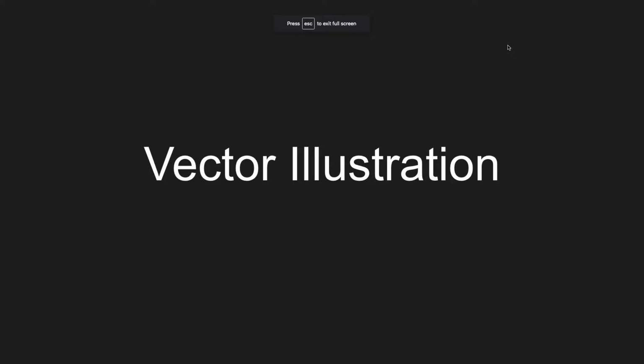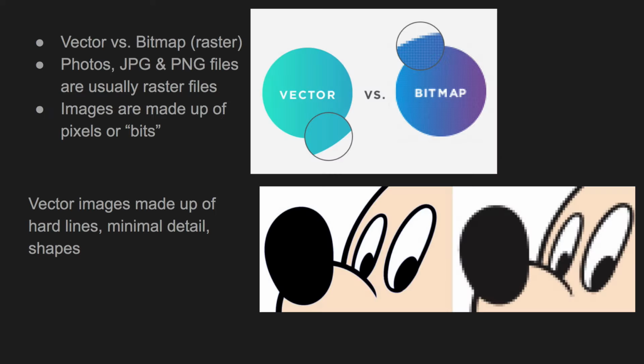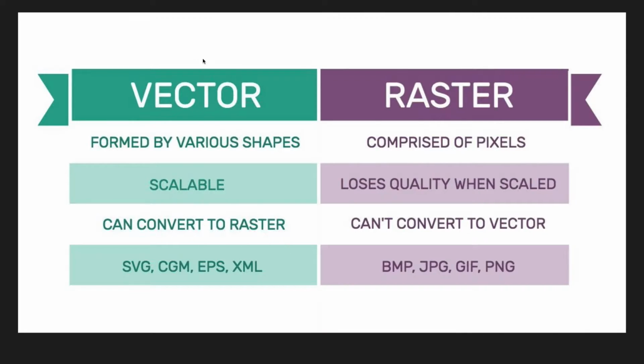Okay, so before I go into the tutorial, I'm going to talk about vector images and illustrations. The difference between a vector and raster files, like photos, JPEG, PNG files, these are usually made up of pixels or bits. So you can see the difference between a vector and a raster file. You can see it's made up of pixels, and then the vector is usually made up of shapes and lines. So here's the difference.